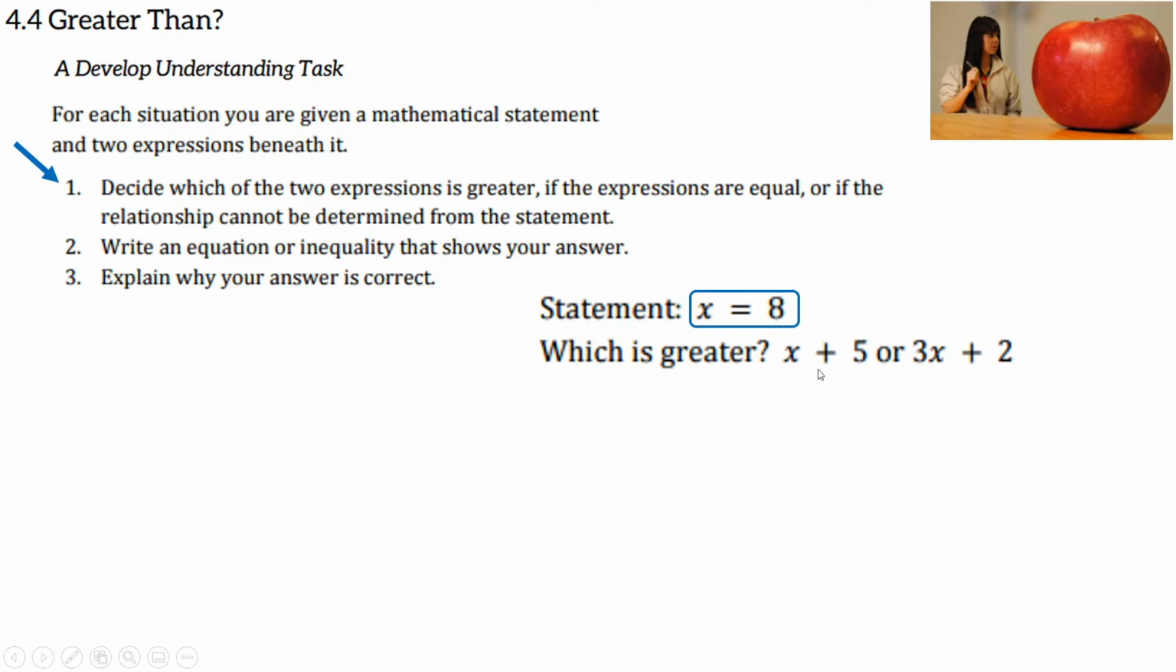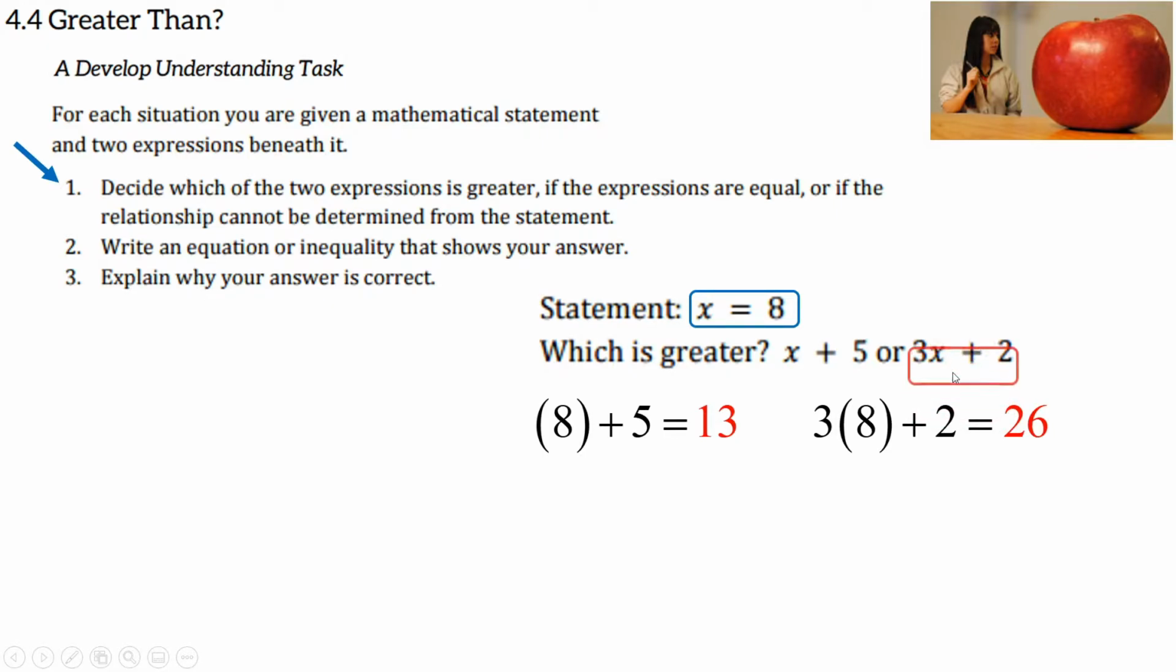So x equals 8. Take a look at the x plus 5 here. Now x is 8, so 8 plus 5. And what is 8 plus 5? 13. Now, if I do direct substitution for the second expression, 3 times x plus 2, where x is 8, that's 3 times 8, 24, plus 2 more, that's 26. So which is greater, 26 or 13? The 26. So that tells me 3x plus 2 is greater than x plus 5.